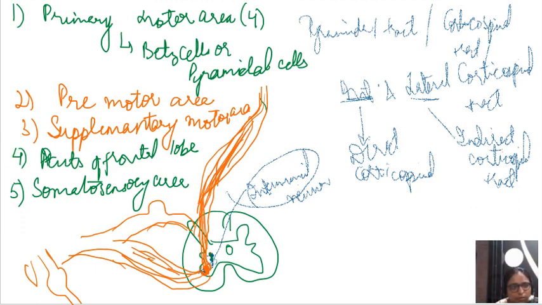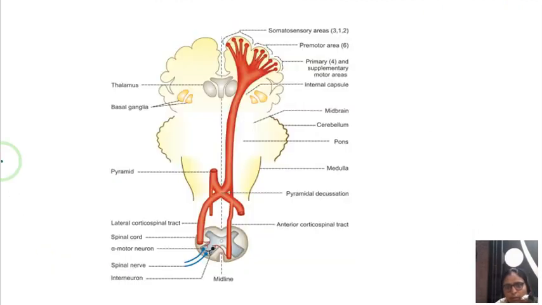But let's revise it with the diagram. I'll show you one diagram. I think it will be more clear with that. Just a second. You can see from here, this is your cortex, your cortical area. And this part is your midbrain, this is your pons, this is your medulla, and this is your spinal cord.